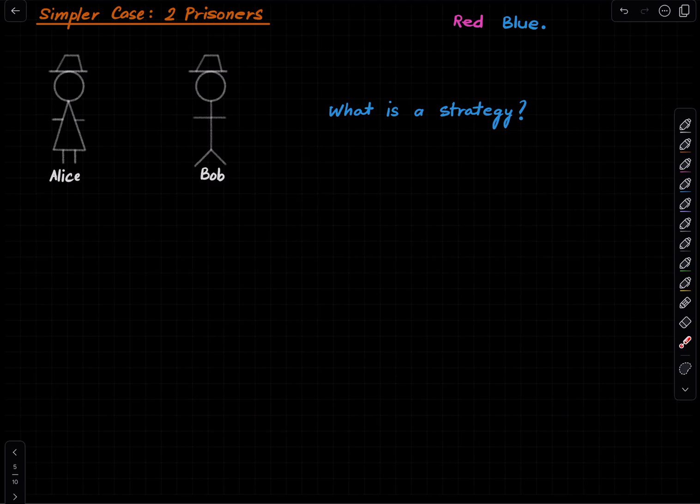So, what is the warden allowed to do? The warden is allowed to choose any element of this set. What is this set? This is basically the Cartesian product of the color set with itself. So this is a 4-element set with elements red-red, red-blue, blue-red, and blue-blue. So this is what the warden can choose from.